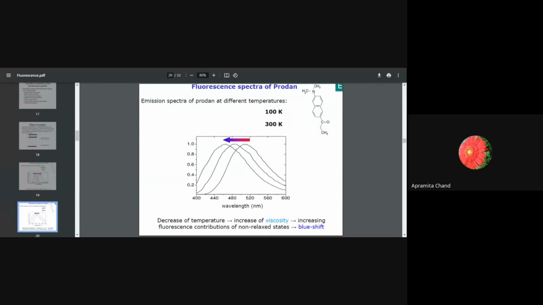Similarly, at different temperatures the fluorescence spectra can be affected. Here, taking the same molecule at two different temperatures, we are measuring at 100 and 300. Whenever the temperature decreases from 300 to 100, there is an increase of viscosity. So there will be increasing fluorescence contributions from the non-relaxed states, and you will get a blue shift, or a shift towards shorter wavelengths.